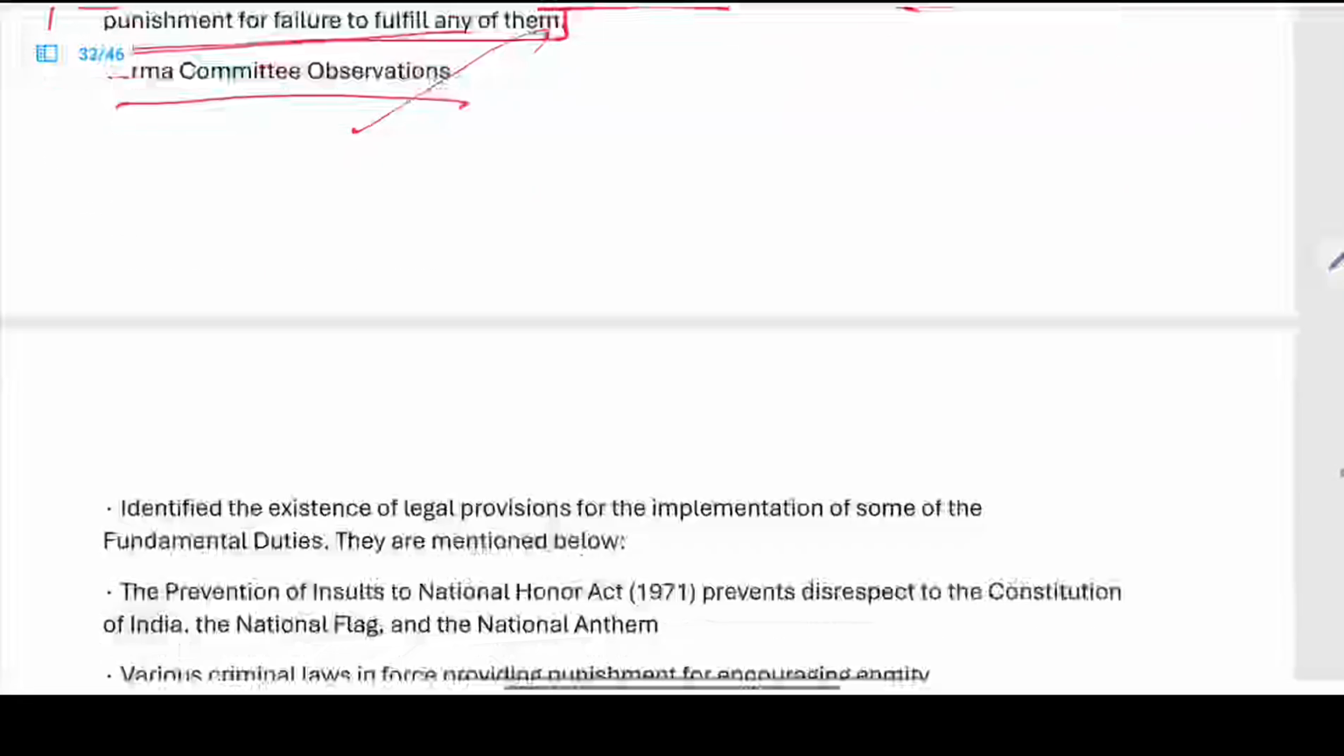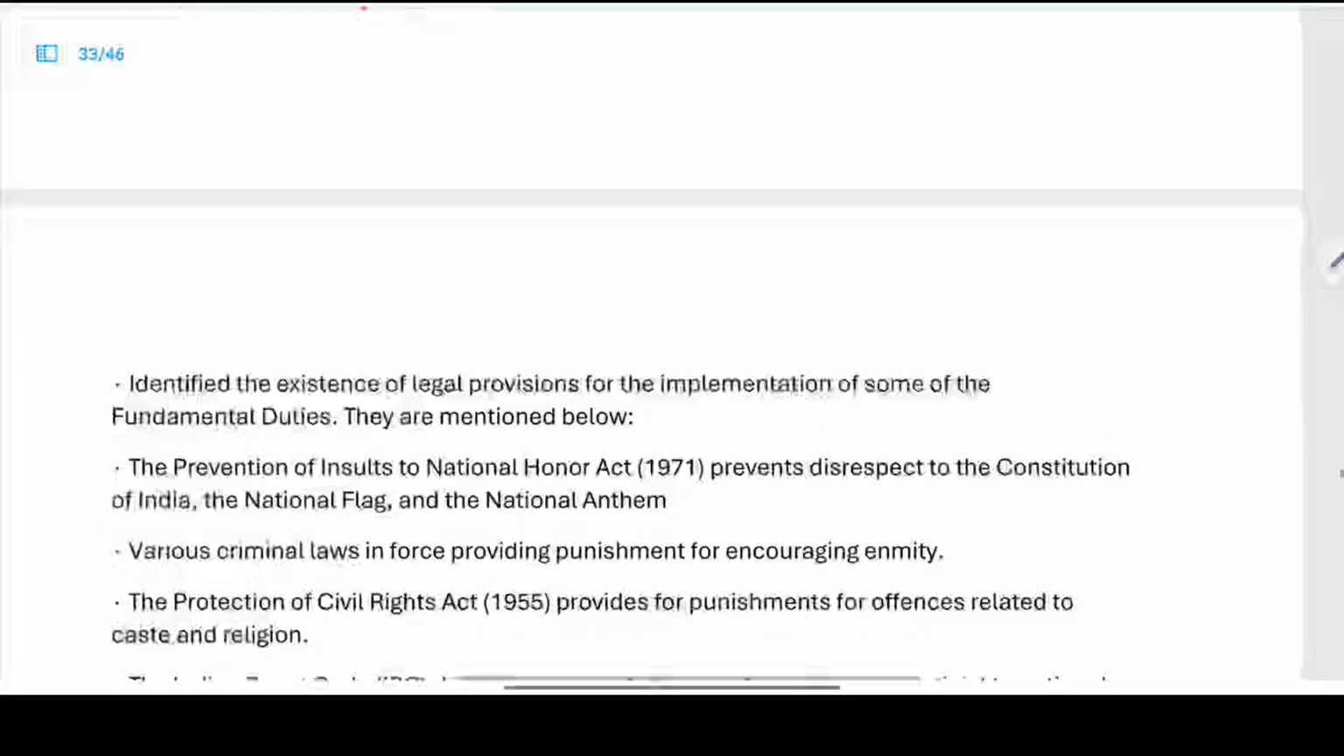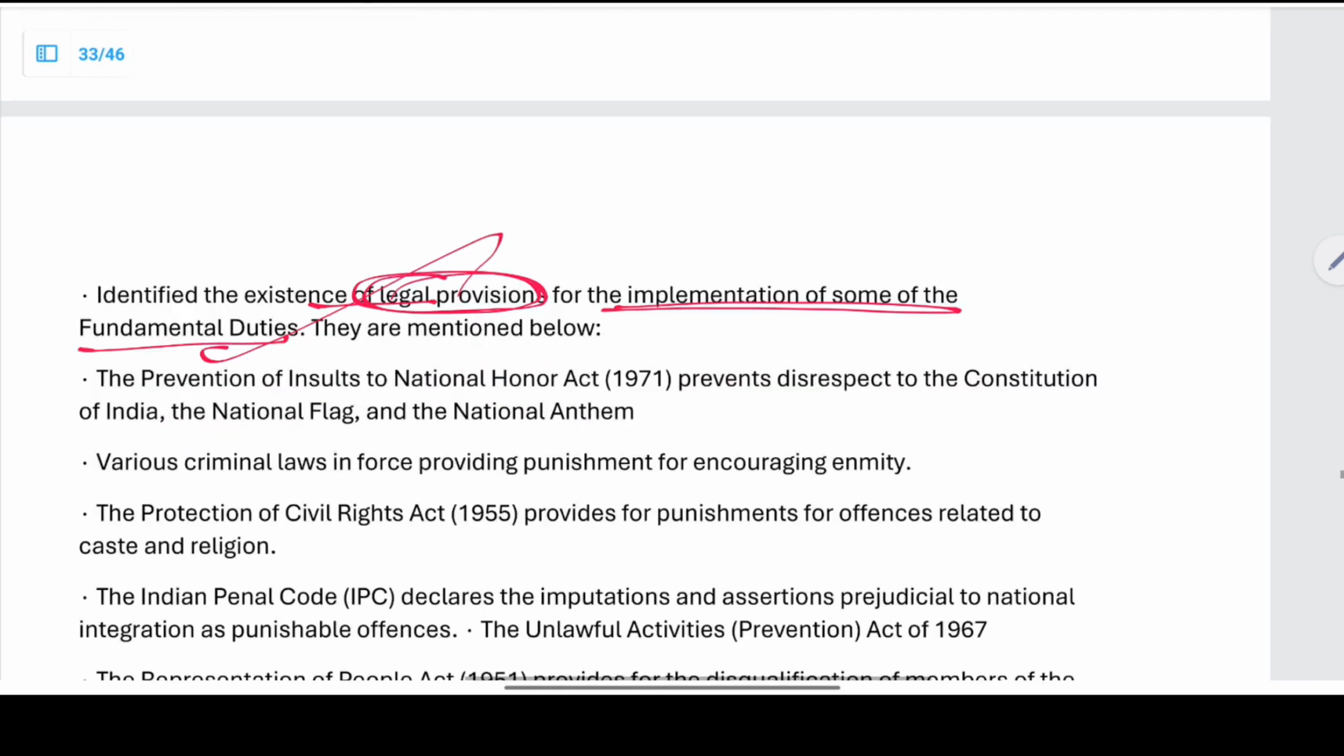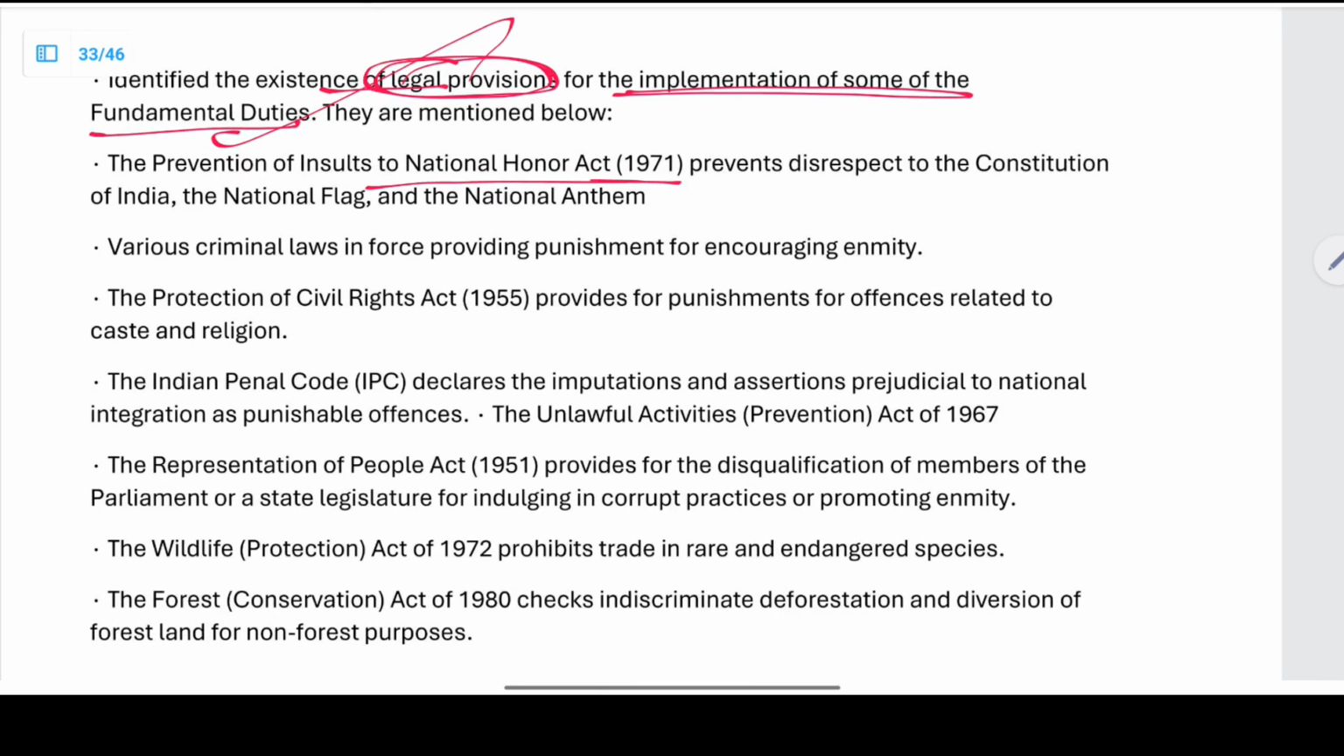Next, we have the Verma Committee observations. It identified the existence of legal provisions for the implementation of some of the fundamental duties. Now, what are these legal provisions? The Prevention of Insults to National Honour Act prevents disrespect to the Constitution of India, the national flag, and the national anthem.